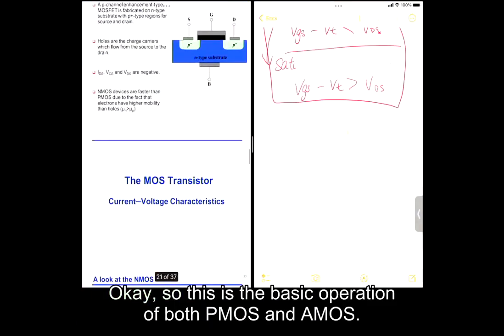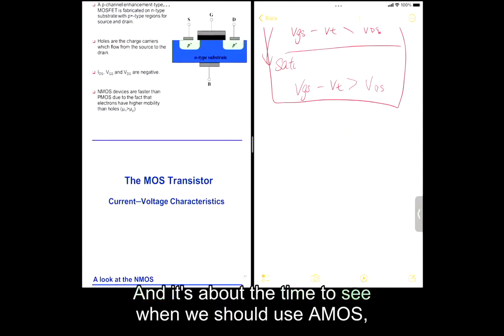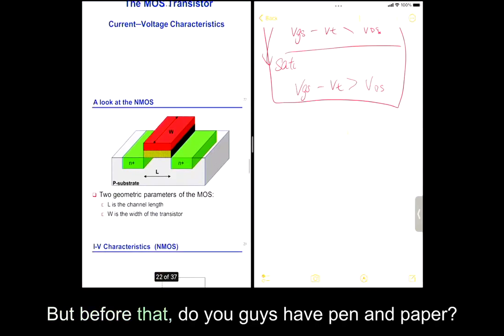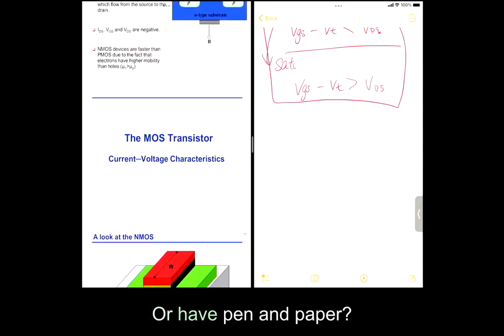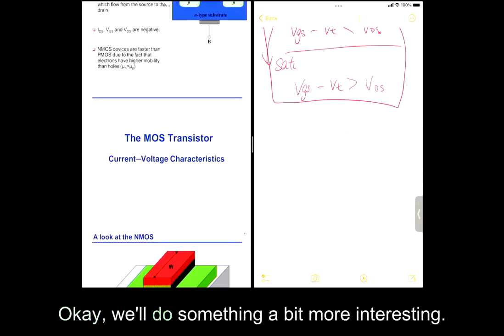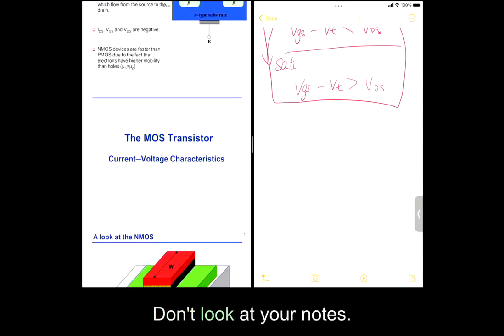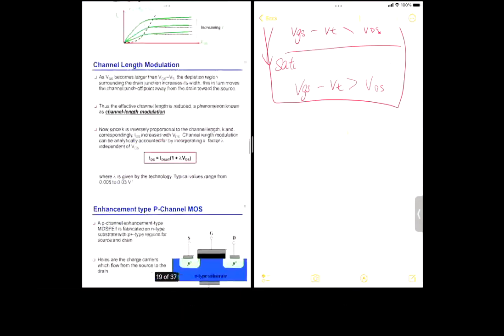Okay, so this is the basic operation of both PMOS and NMOS, and it's about time to see when we should use NMOS and when we should use PMOS. But before that, do you guys have pen and paper? Okay, we'll do something a bit more interesting. Don't look at your notes. Don't look at my screen.